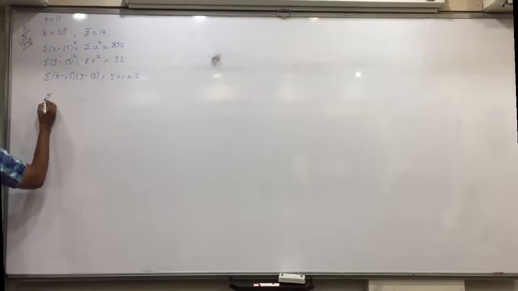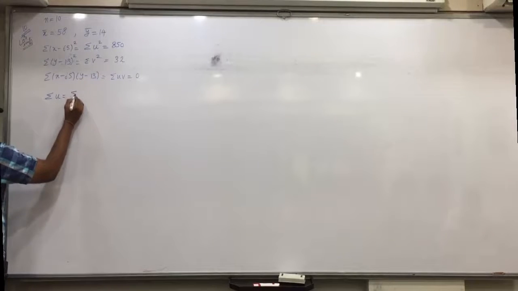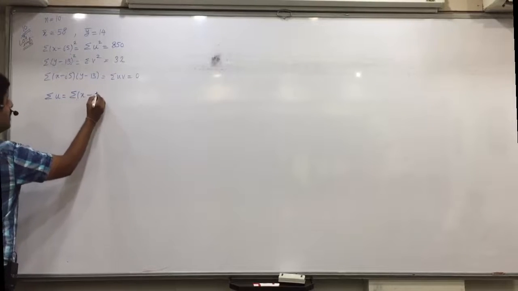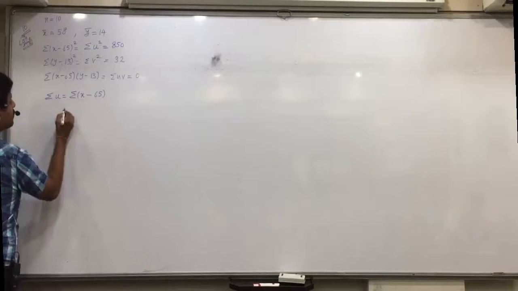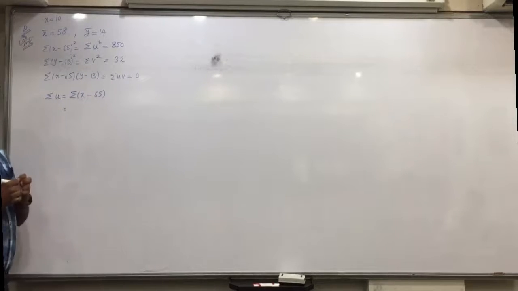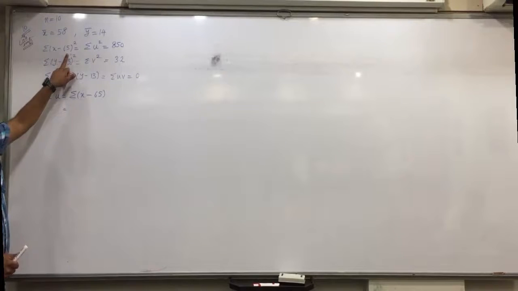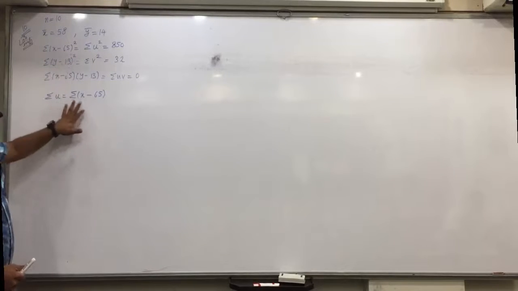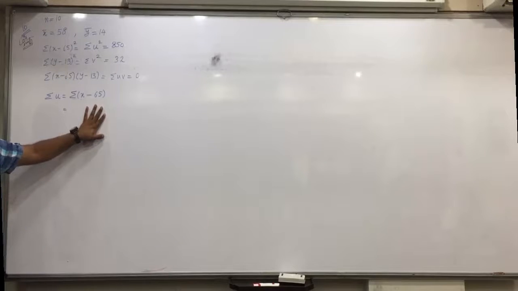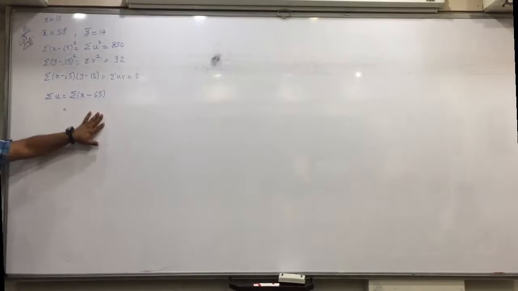First of all, can I say sigma u will be equal to sigma (x minus 65)? Yes. Because what is u? X minus 65. So can I say sigma u will be sigma (x minus 65)? Any confusion in that? Raise your hand who did not understand it.